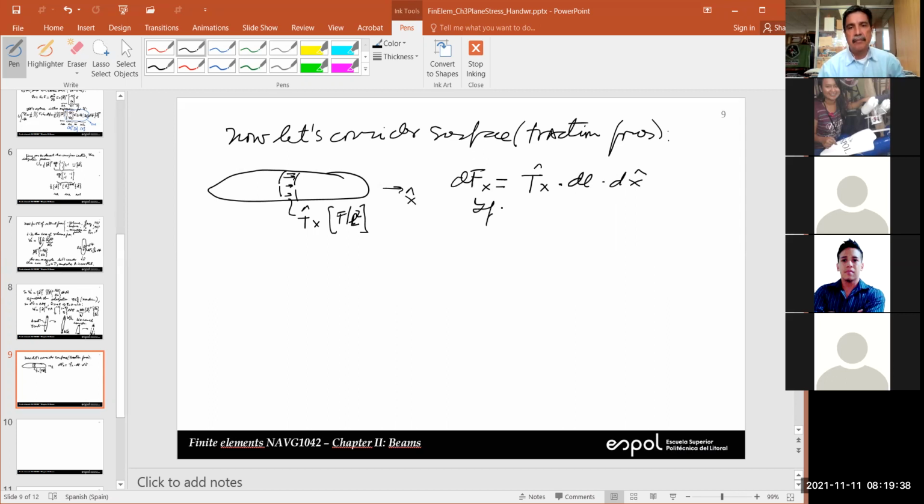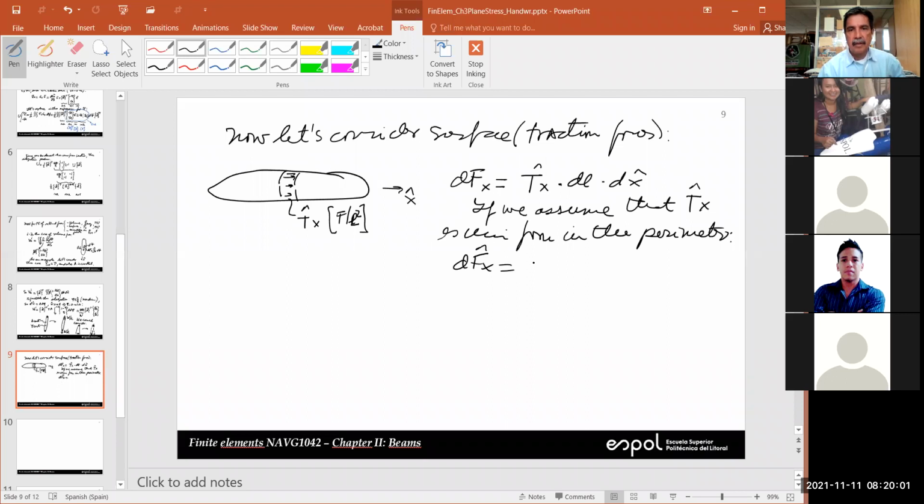So if we assume that T is uniform in the perimeter, we can say that dF is simply T times L times dx. And this is force per unit length. So let's call it F, little f, okay? F in the local. So this is force per unit length, times length, that's force.